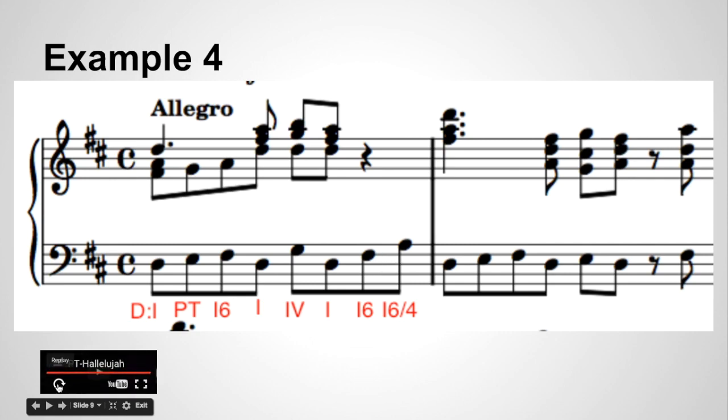Let's listen to it again. There's your bass. And one last time. So really all Handel is doing is playing 1, 4, 1 in this rhythm. 1, 1, 4, 1. And he just kind of put some non-chord tones there to embellish it.